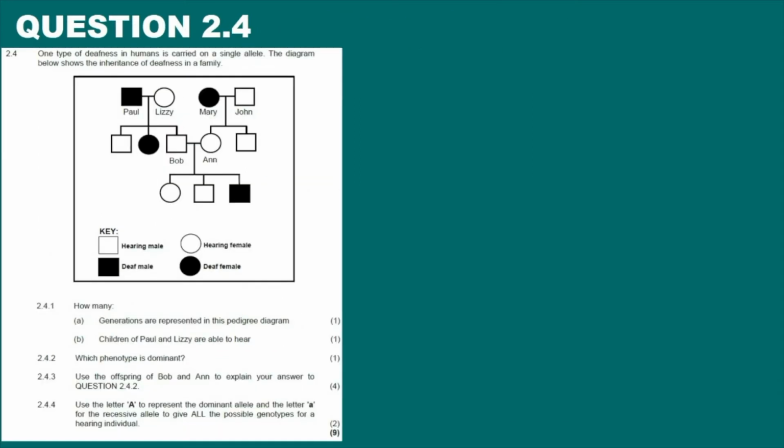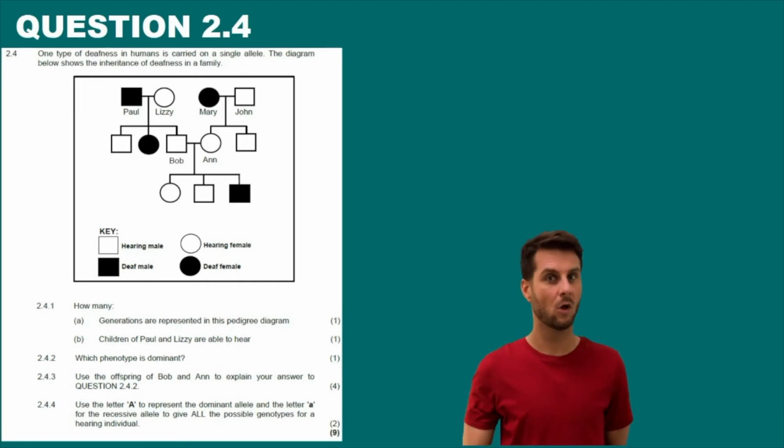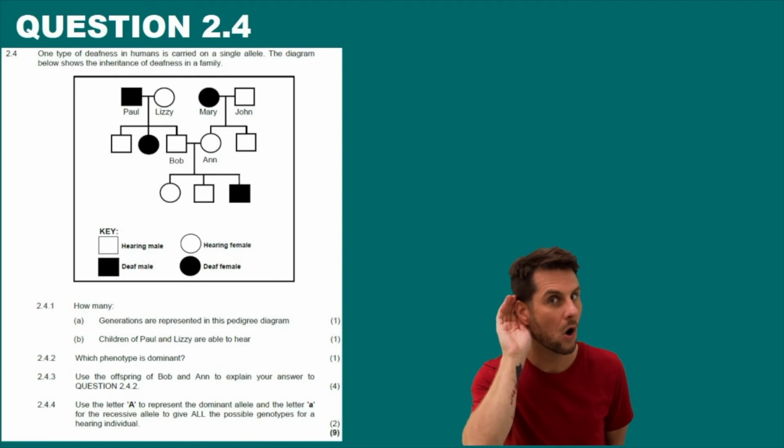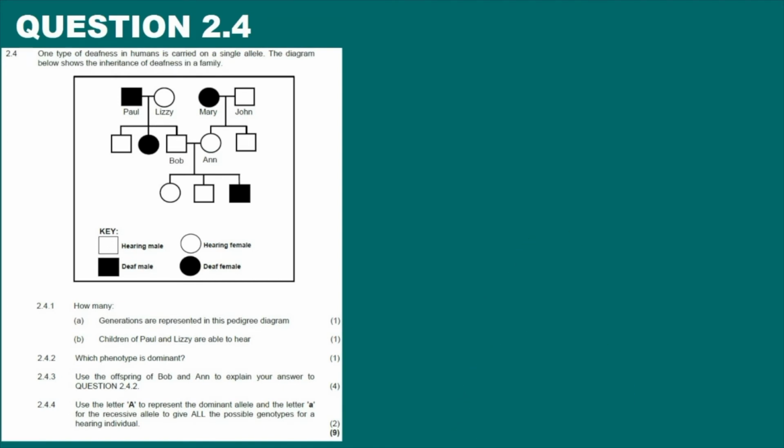Question 2.4 is about a pedigree diagram. So it is very, very important for you to understand how a pedigree diagram works before you analyze and look at what this question is about. So in this case, they say that this scenario, this pedigree diagram, is about one type of deafness in humans, and this is carried by a single allele. So the diagram then shows us how deafness has been inherited in a family.